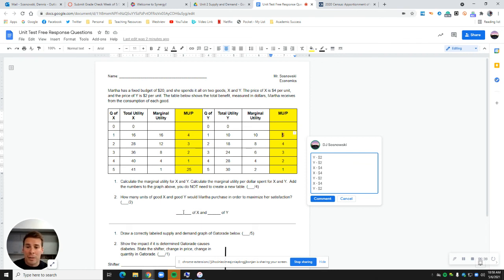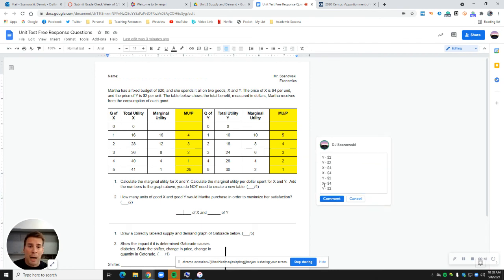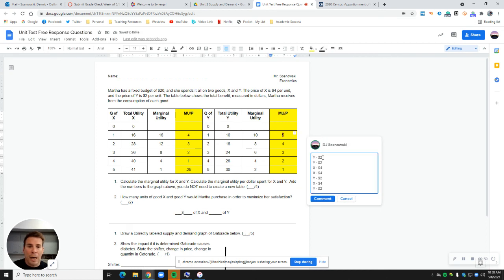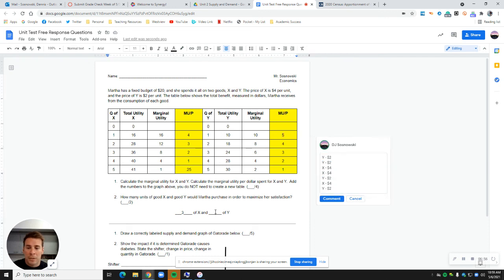So you'll notice that how many units of X should you buy? Well, look, 1, 2, 3 units of X is what you would be able to put here. And then how many units of Y? 1, 2, 3, 4. And so we would buy 4 units of Y. And that's the process that you're going to want to go through in order to complete the marginal utility assignments.